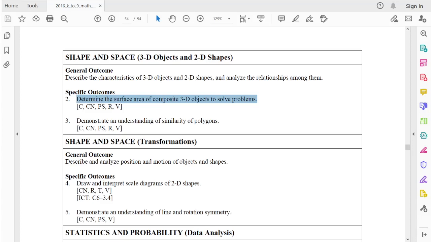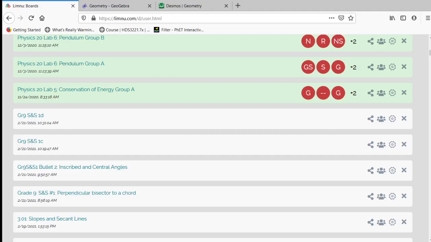So this time around, we are going to be looking at our next outcome in shape and space. Determine the surface area of a composite 3D object to solve problems. So let's break down the terminology there. Surface area should be familiar. It's the area of the visible surfaces. And a composite 3D object is an object that is made from other 3D objects.